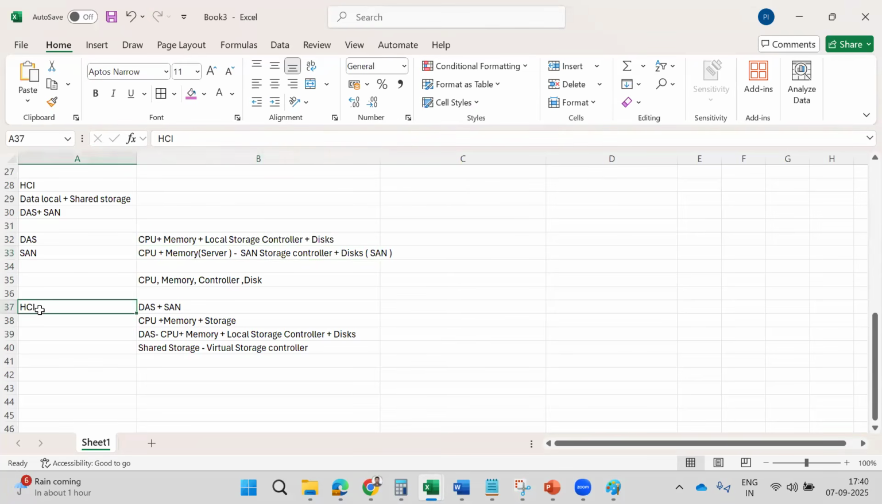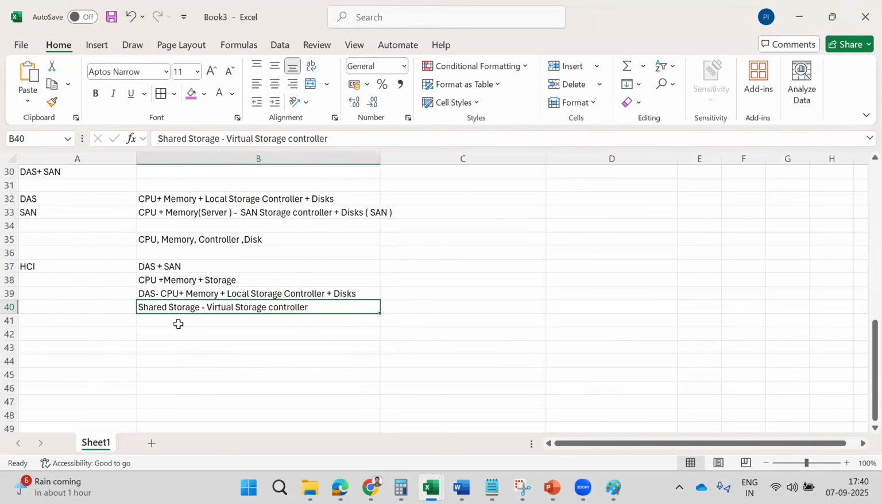So if I need to set up an HCI, I need a DAS server because it's DAS plus SAN. From DAS, I take CPU, memory, local storage controller plus disk. From the SAN, I take the SAN storage. Instead of the SAN storage controller, I'll go with a virtual storage controller, because CPU and memory I get from the DAS server, which I already purchased, and disk is also part of the local server. Next, why do I need this virtual storage controller? We will discuss that now.